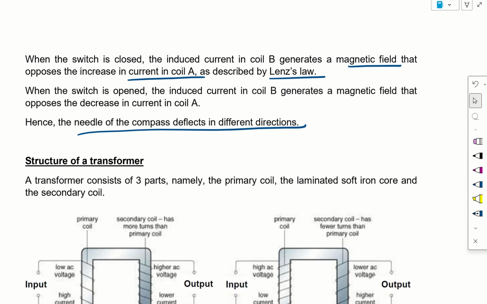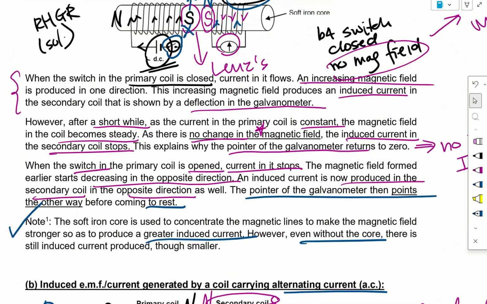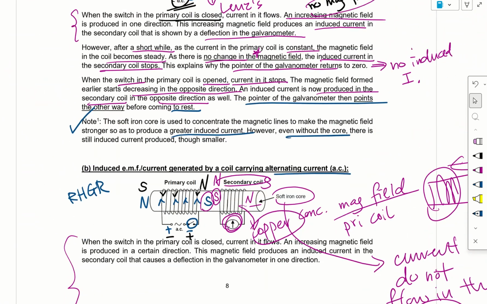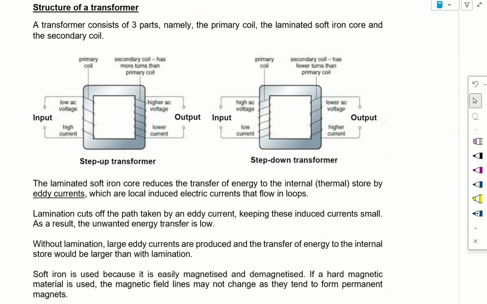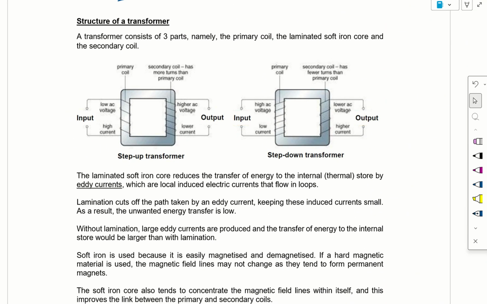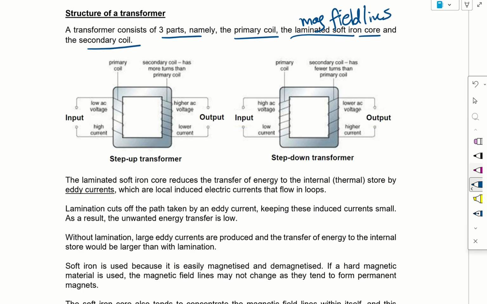Okay, so this is how transformers work. It is something like what we have done here, just that now the iron core is shaped into a ring. So what is the structure of a transformer? It consists of three parts: mainly the primary coil, the laminated soft iron core, where the magnetic field lines will be flowing inside, and then we have the secondary coil.